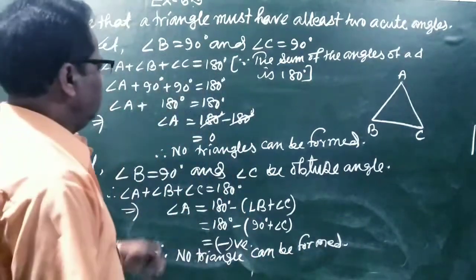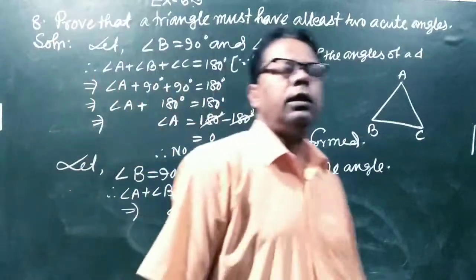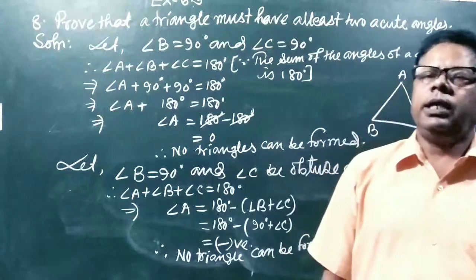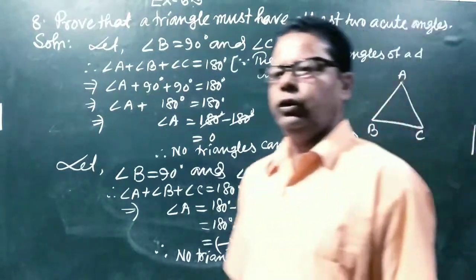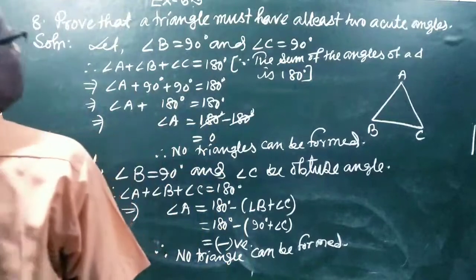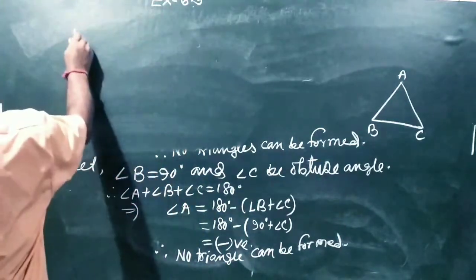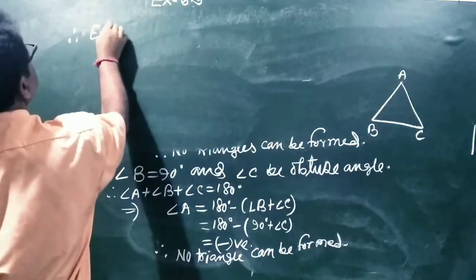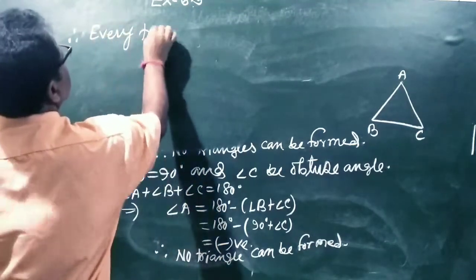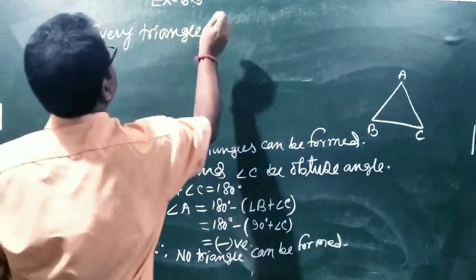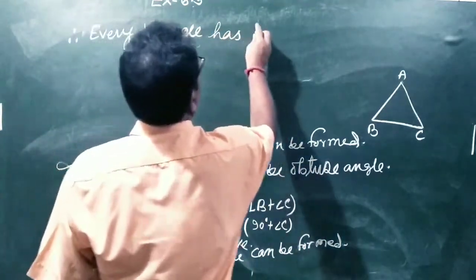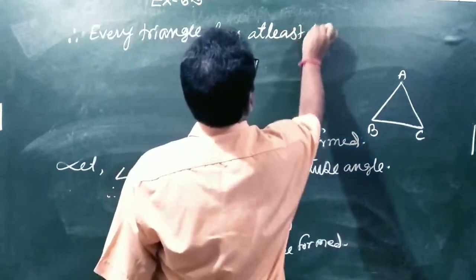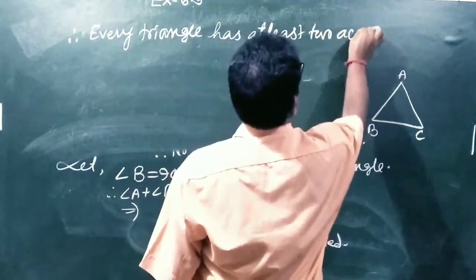So from here we can conclude that any triangle must have at least two acute angles, that means below 90 degrees. Therefore, every triangle has at least two acute angles.